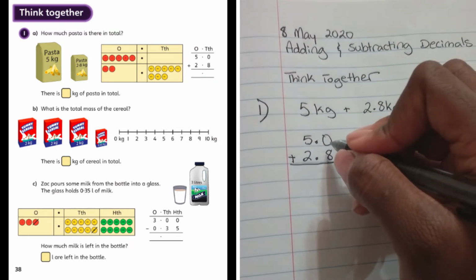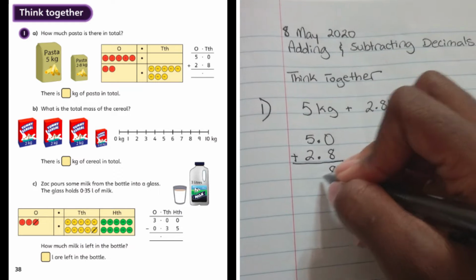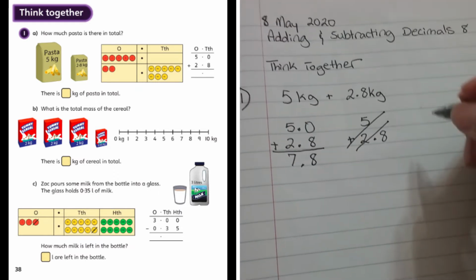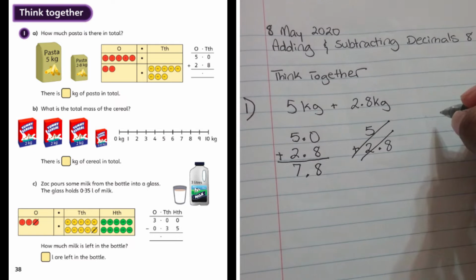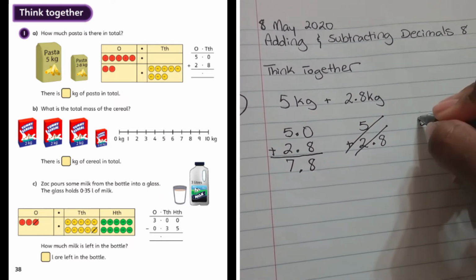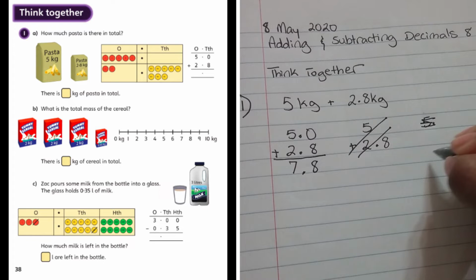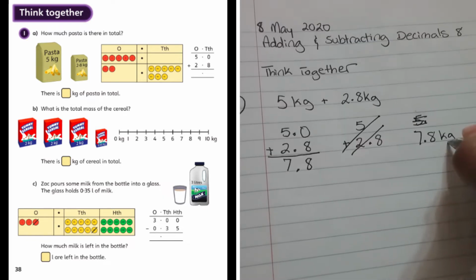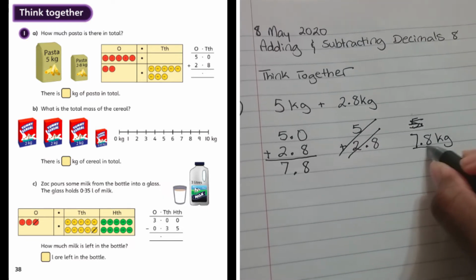All right, so 0 plus 8, 8. 5 plus 2, 7. I hope that took you 5 seconds like it took me. So the pasta is 5 point, whoops, nope, my book's gonna be messy today. It's 7.8 kilograms in total. And that's my final answer.